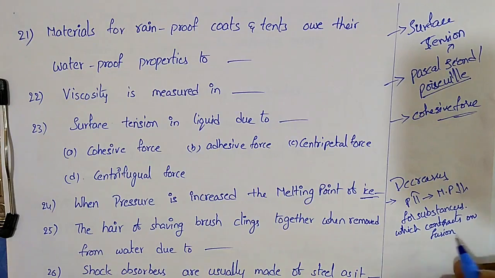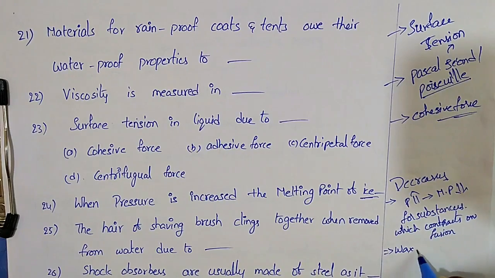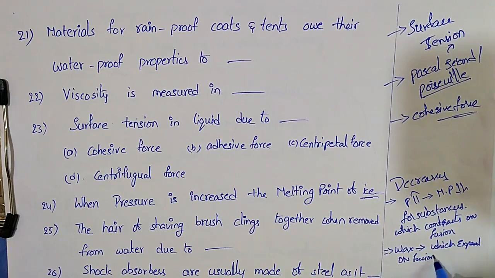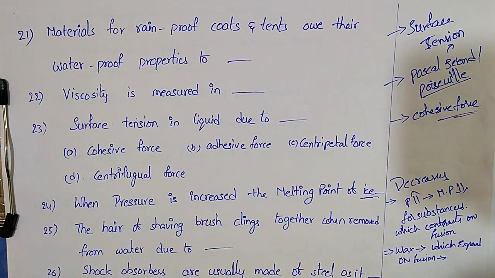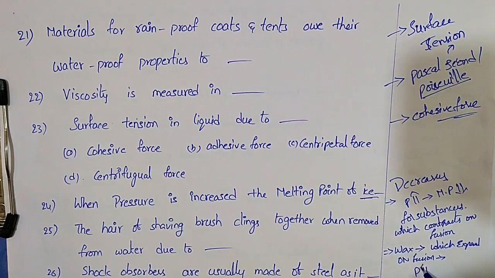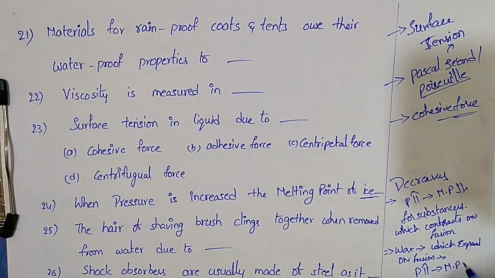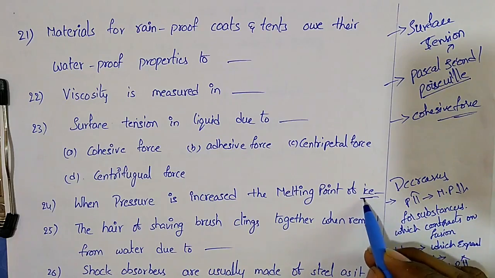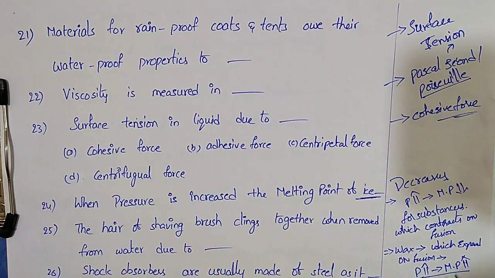Okay. And in case of wax, this is a substance which expands on fusion. For this, as pressure increases, the melting point will also increase. Here the answer is, as pressure increases, the melting point will decrease in case of ice. If the pressure is increased, the melting point also increases in case of wax.